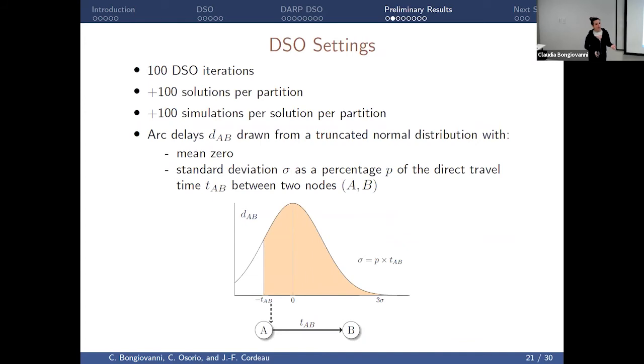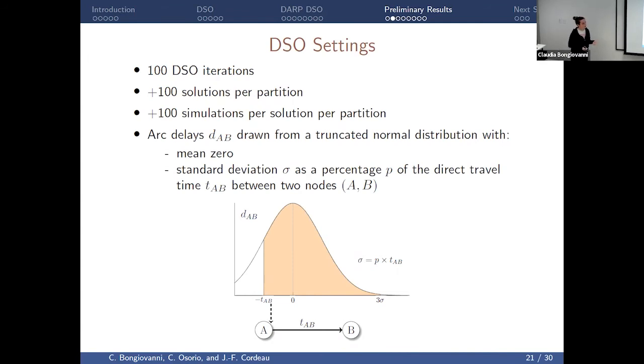With respect to the discrete simulation-based optimization settings, I'm now setting just 100 iterations, a very small search. What I do is that through the MILP, I'm producing solutions to be evaluated with the simulator. So at every iteration, I may add an additional 100 solutions per partition. When I sample a solution, I add 100 simulations per solution.